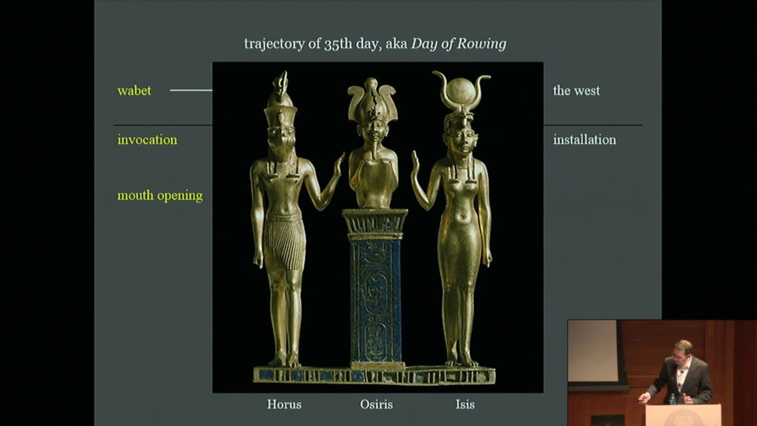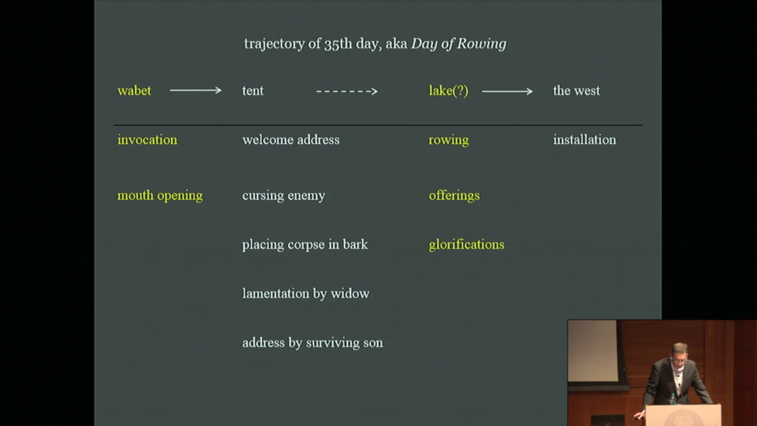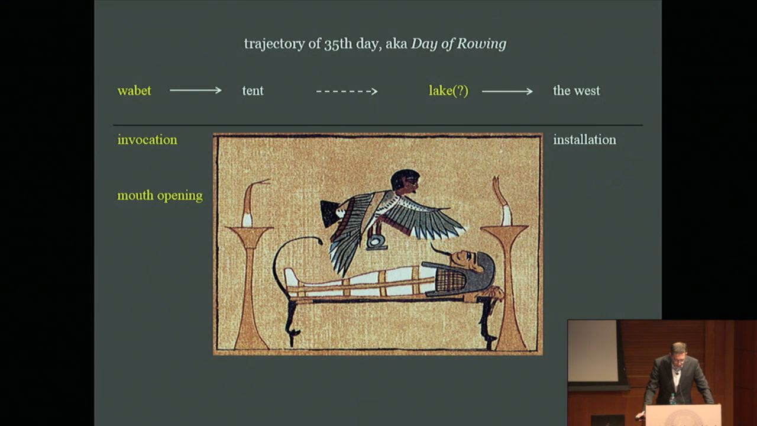In summary, the ritual starts at the wabet, where the deceased is, as it were, woken up from the slumber of death by means of an incantation and a mouth-opening ritual. The living spirit can thus reunite with its body. This is how it starts. This reunification completes the first stage of mummification, the evisceration and the desiccation of the corpse, and marks the transition to the next stage of anointing and bandaging.